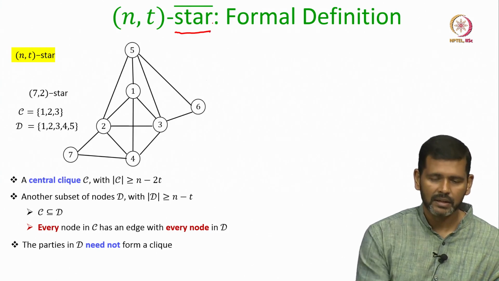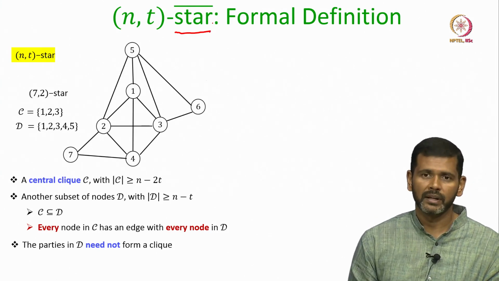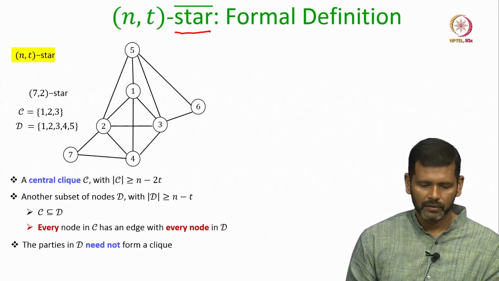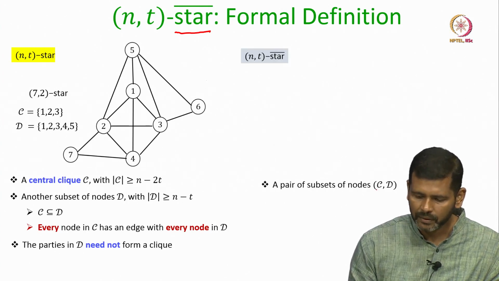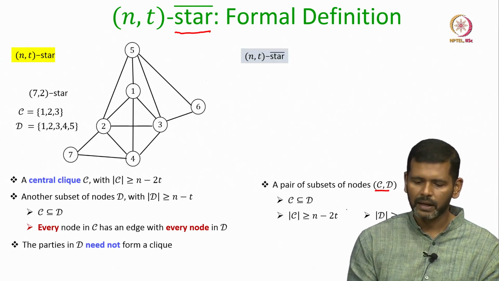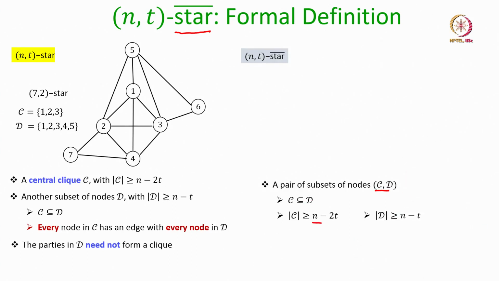This is NT star, this is the complement of NT star. Okay. So, a complement of NT star will also be a pair of subsets of nodes C and D. The cardinality of C should be at least n minus 2t, the cardinality of D should be at least n minus t. The set C should be a subset of D, but now there should be no edge between any node in C and any node in C union D.